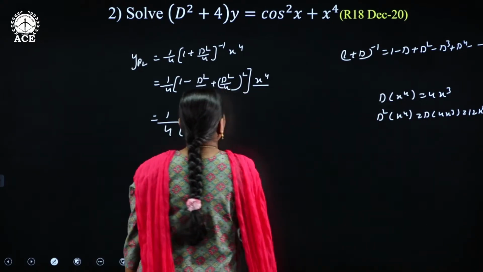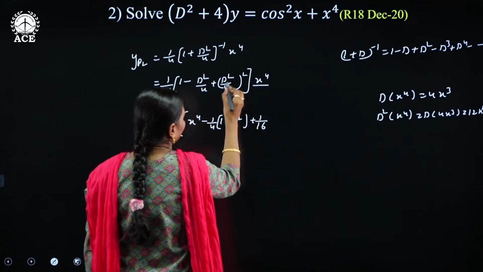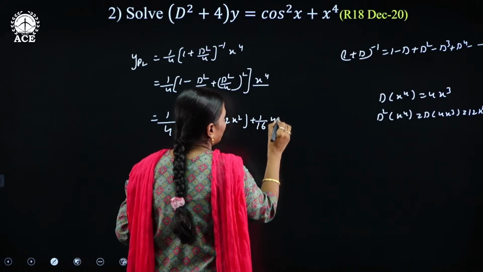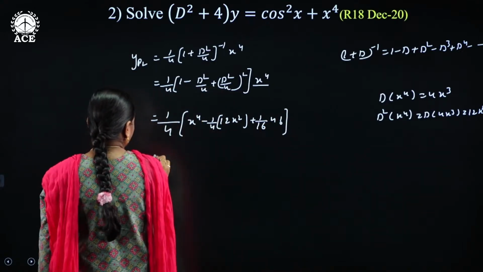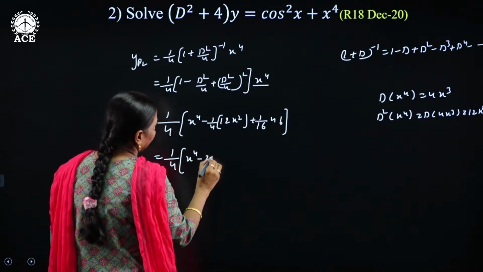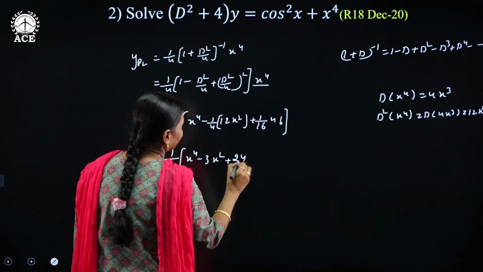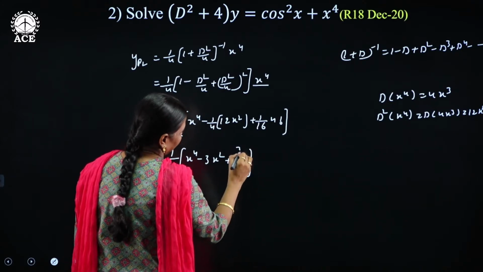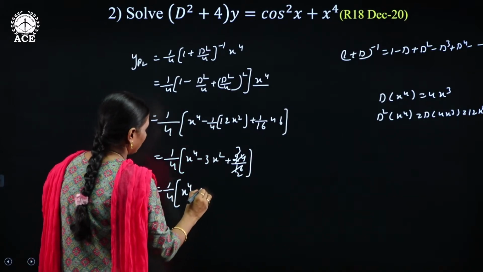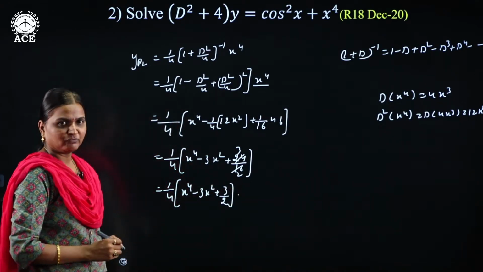So the 2 times differentiation of x power 4 is 12x square, plus 1 by 16 into D square whole square, D power 4. The 4 times differentiation of x power 4 is 4 factorial. So that is equal to 1 by 4 into x power 4 minus 3x square. 4 factorial is 24, so 24 by 16, which is 3 by 2. So that is equal to 1 by 4 into x power 4 minus 3x square plus 3 by 2. This is the second part of the particular integral.